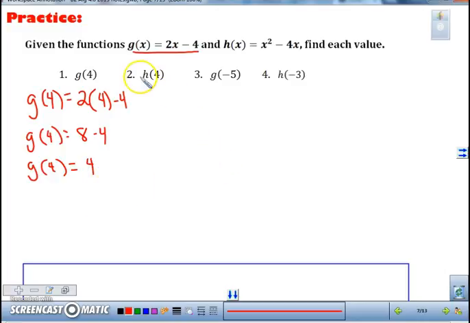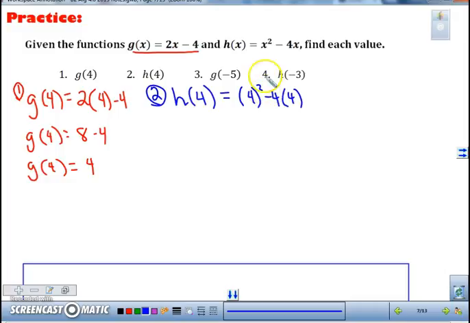I would like you right now to try the next 3. I'm going to pause the video. I would like you to pause the video and try them. Check with your shoulder partner, and then take a look at what I've done. As I started this next one, you can see that every place where the x was in this equation, I replaced it with a 4. 4 squared, so I say h of 4 equals 16 minus 16, so h of 4 is equal to 0.